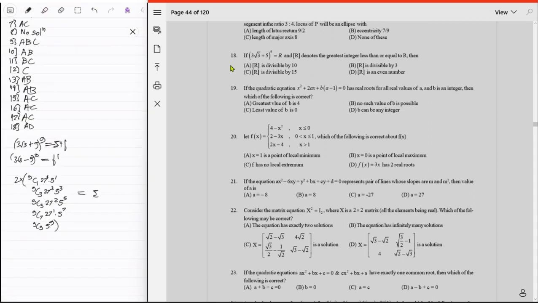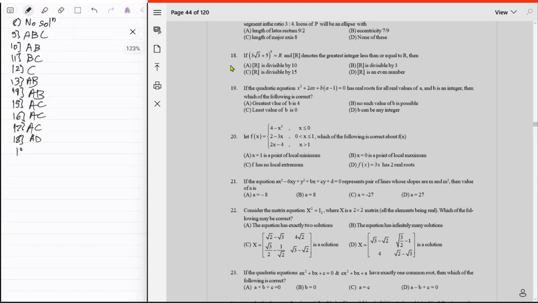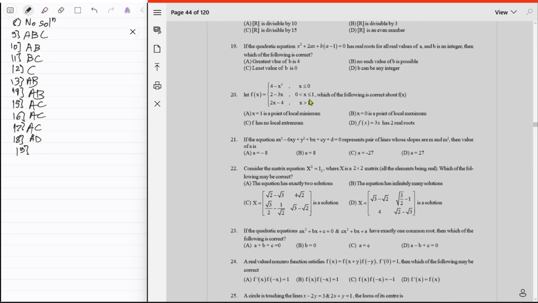19. If the quadratic equation has real roots for all real values of a and b is an integer, then show the following is correct. It has real roots for all values of a and b is an integer.